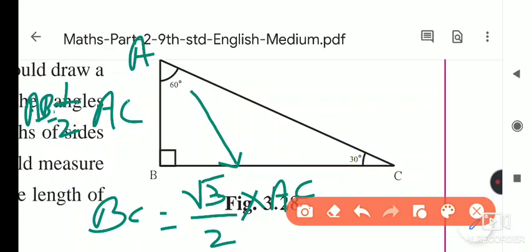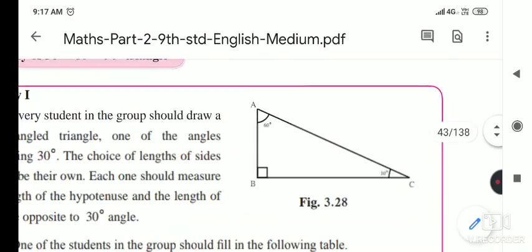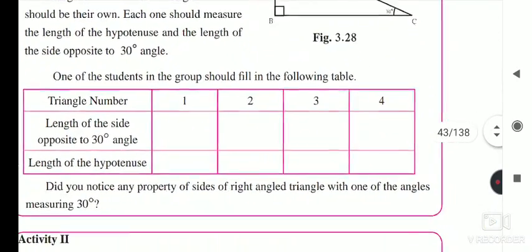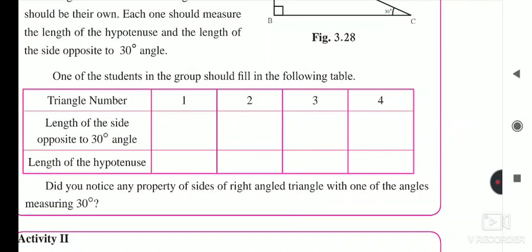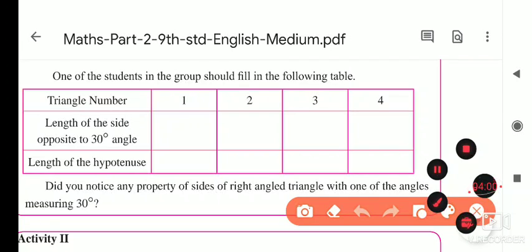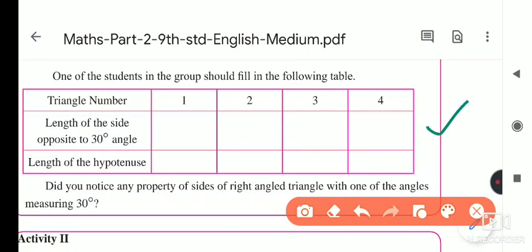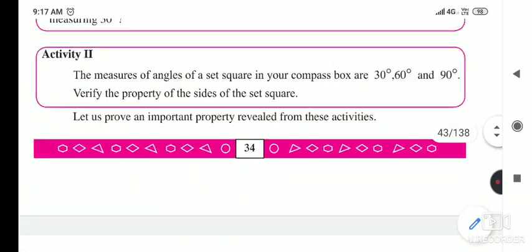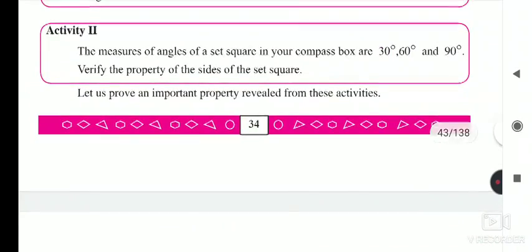You will understand this after the construction. Now we will see theoretically how we can prove this. For that, you were told to do this activity. You have to draw 4 triangles whose sides are different but angles are the same, measure the lengths opposite to these angles, and send it to me. That is the observation I told you.